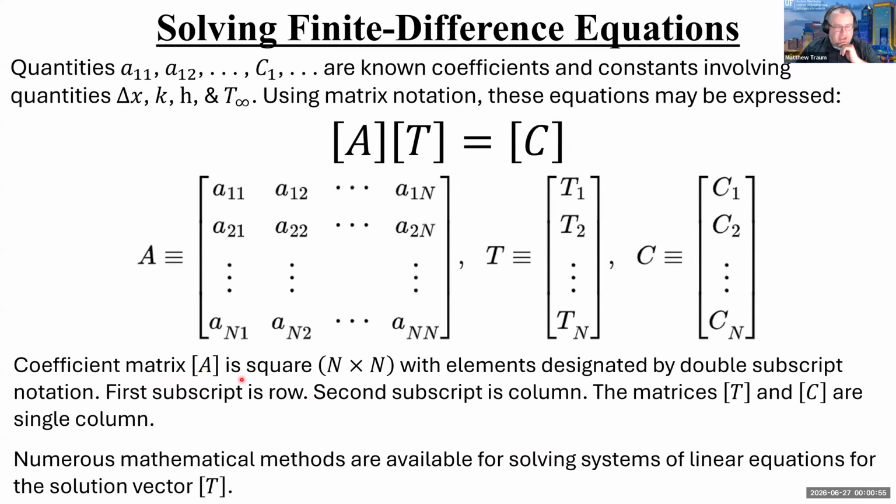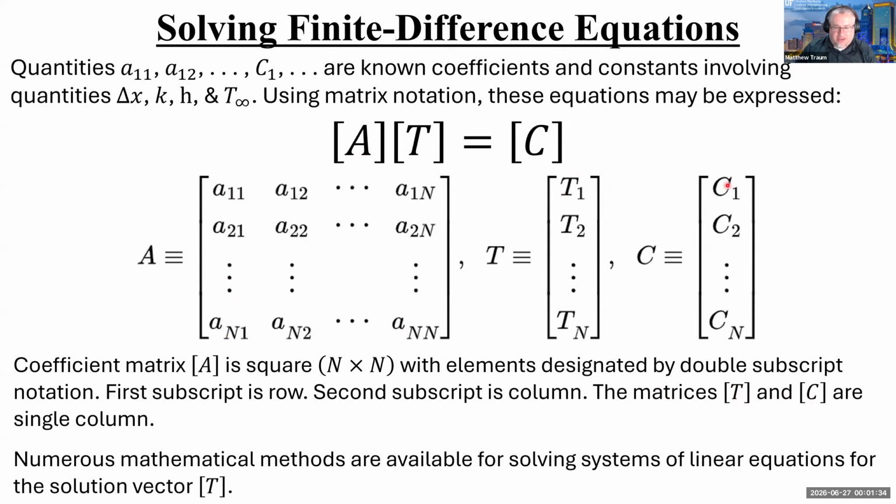So I say a coefficient matrix A is an n by n square with elements designated by double subscript notation. That's what I was talking about before. 11, 12, 1n, 21, 22, n1, n2, and so forth, right? So instead of m comma n, we're just using a two-digit number now to represent where these numbers exist inside this matrix. The first subscript is the row, the second subscript is the column. Hopefully that's self-evident. And the matrices T and C, here's T and here's C.